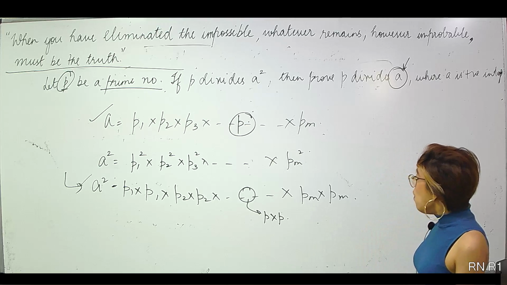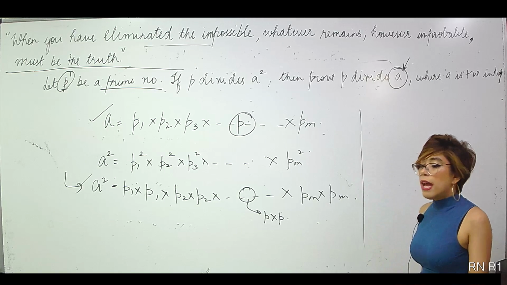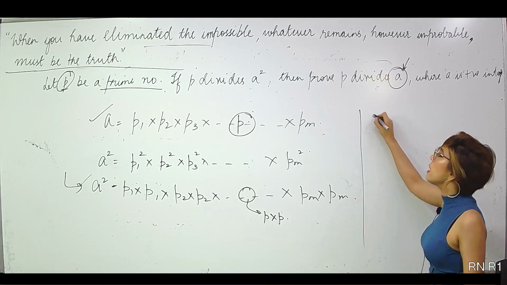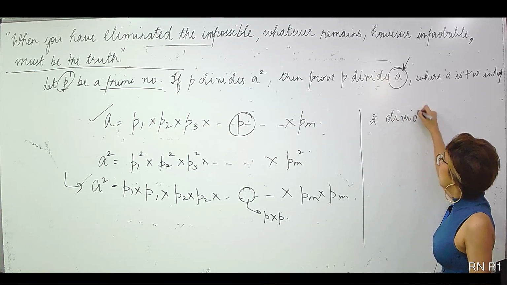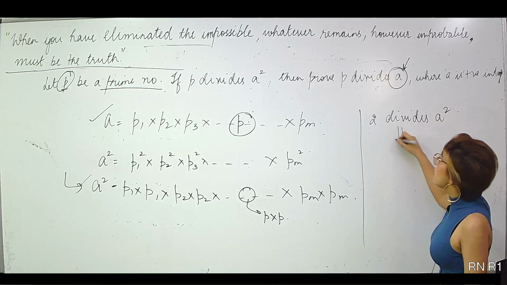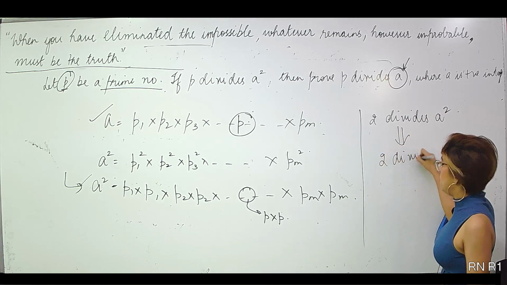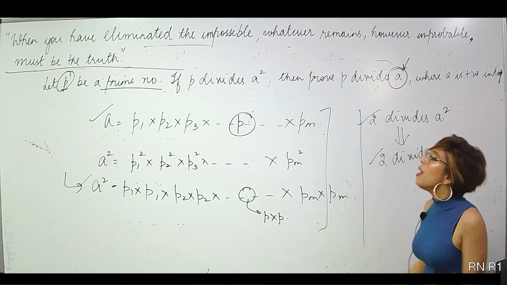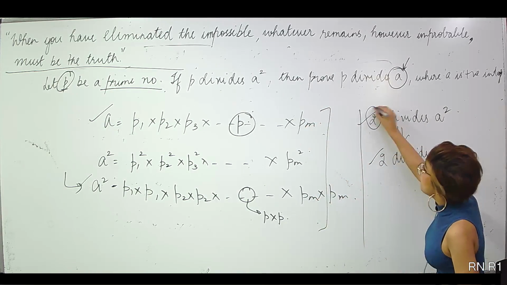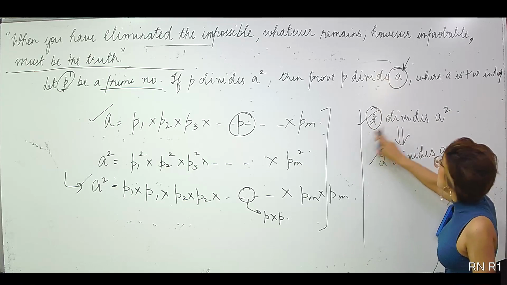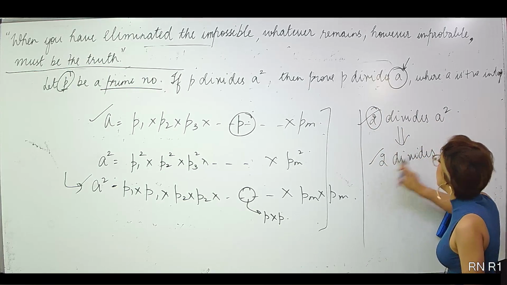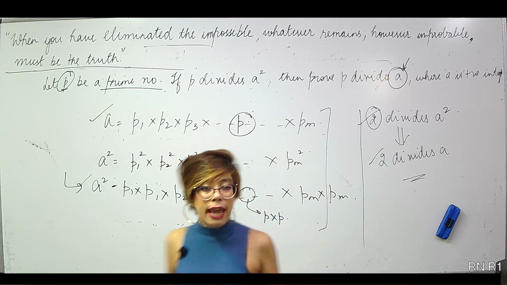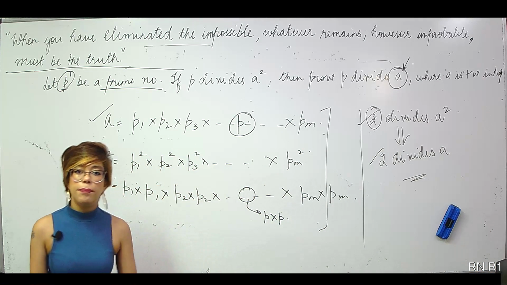Now, this is a very simple proof. In proving that root 2 is an irrational number, we said this thing: 2 divides A square, this implies 2 divides A. When I said this, basically I said this: P be a prime number, 2 is a prime number. If 2, or P, divides A square, this implies P divides A. This you've already indirectly used. This is a general proof of it.